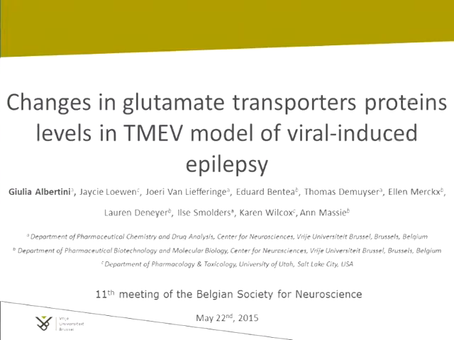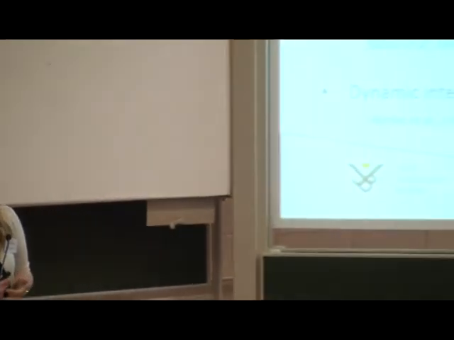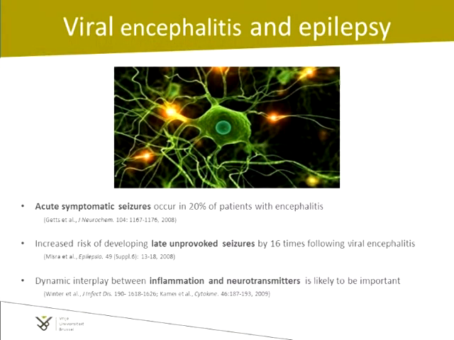So let me introduce you to the topic, telling you that there are over 100 viruses which can induce encephalitis in humans. And viral encephalitis is often characterized by acute symptomatic seizures, which indeed occur in about 20% of patients. Beside the acute symptomatic phase, viral infections are considered one of the leading causes of the chronic condition of epilepsy itself. And indeed, there is an increased risk of developing late unprovoked seizures by 16 times following viral encephalitis, and this risk remains elevated up to 20 years later.